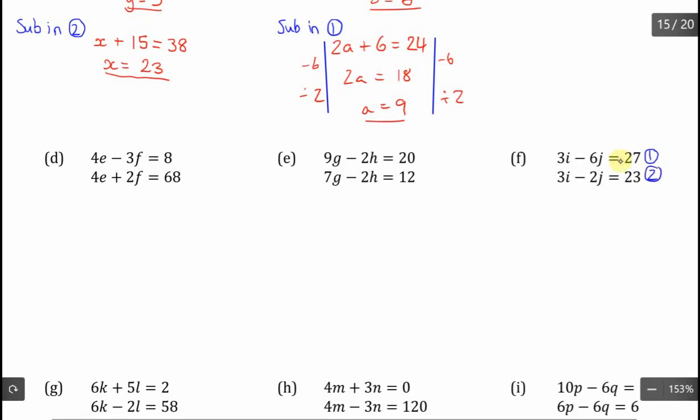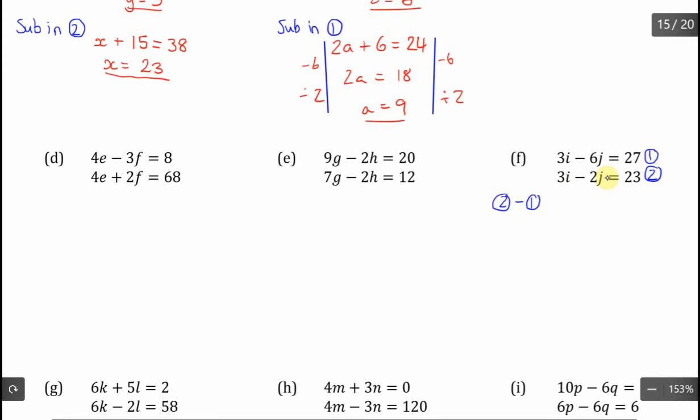Right, I've got 3i in both of them, so I'm ready to eliminate the i's. Now, which of these is bigger? You might be tempted to do equation 1 take away equation 2, but actually the negative 2j is bigger than negative 6j, and I would always look at this rather than the number at the end. So in this case I would actually do equation 2 take away equation 1, because I don't want to be messing around with negative numbers with my variable at the end.